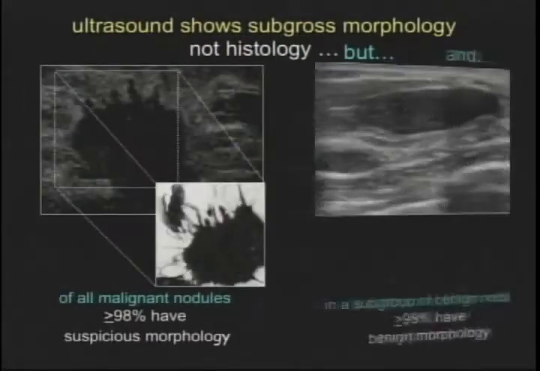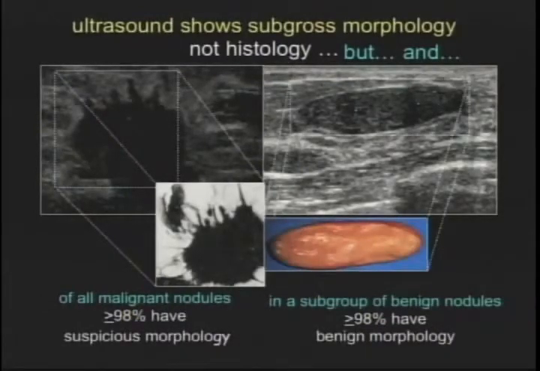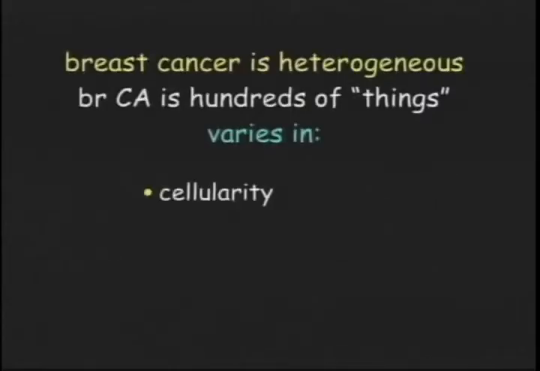We have to remember that we don't see histology. We see subgross morphology, and certainly that's a limitation, but it's only a relative limitation. It's not absolute. Because more than 98% of cancers have features that allow us to say they're suspicious. And there is a certain subpopulation of benign nodules that's so classically benign that we can be more than 98% sure they're benign.